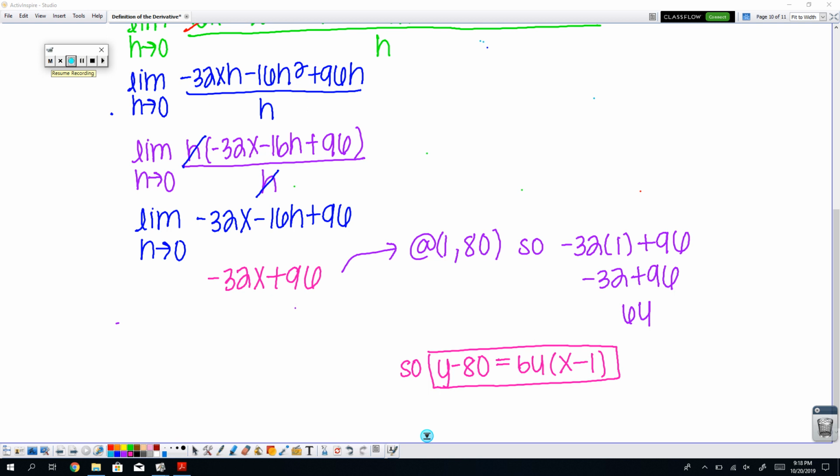Alright, and there we go. So I ended up getting negative 32x plus 96 as my derivative. Okay, and I can label it that way. F prime of x equals, and then it asked me at 1, 80, so I plugged in 1, and I got my slope of 64. So I put 64 in my slope location right here. And then I use the point 1, 80 in point slope form. Okay?